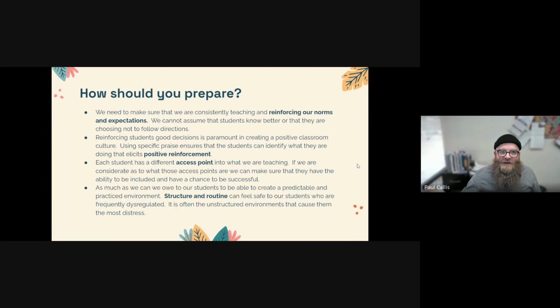So how do we prepare for our students? We need to make sure that we're constantly teaching and reinforcing our norms and expectations. We cannot assume that students know better or that they are choosing not to follow directions. I think we can get into a place, particularly with some of the older kids, the middle school and high school kids, where we think that they're purposefully pushing our buttons, breaking the rules.